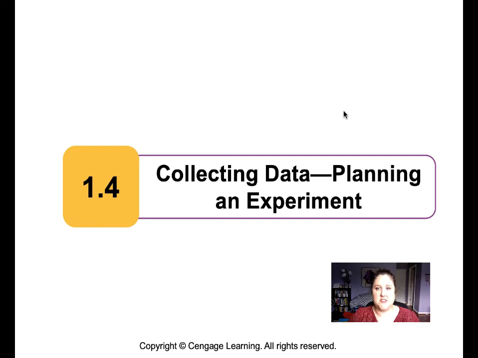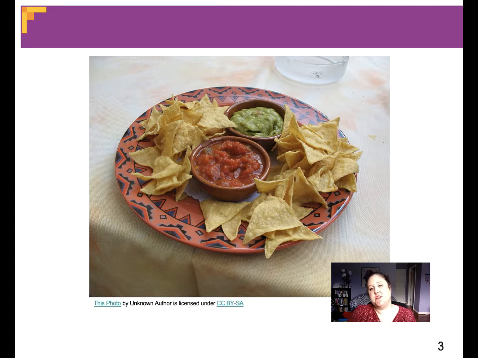In the last few sections, we've been looking at observational studies, but now I want us to look at how we plan an experiment. If you recall back to when we were discussing the differences between experiments and observational studies, in an experiment, the researcher is imposing some treatment and assigning individuals to the different treatment groups. So I want you to consider an experiment on tortilla chips.